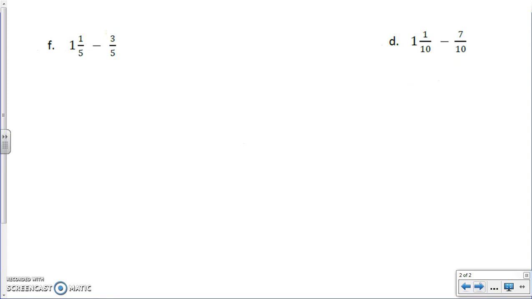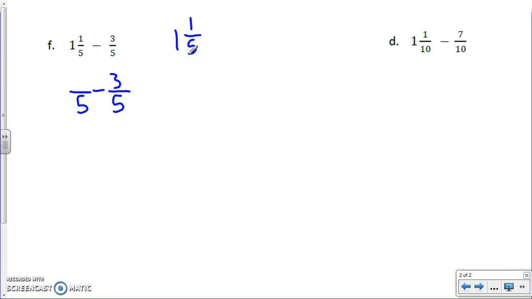Now for the next one, I have a mixed number this time, which is a little bit different. So I have 1 1/5 minus 3/5. Again, I need a common denominator. The first thing I'm going to do is set up my two denominators, and I can bring down my 3/5 already. Right now I have 1 1/5, which is a mixed number, and I need to turn this into a fraction.